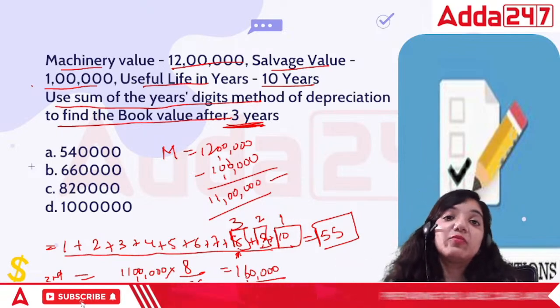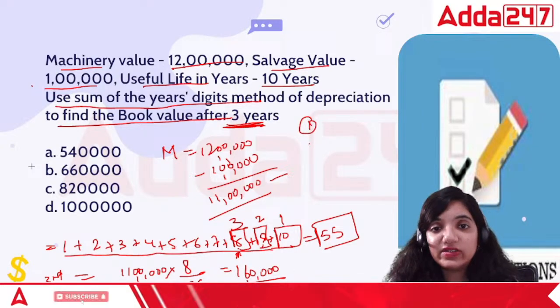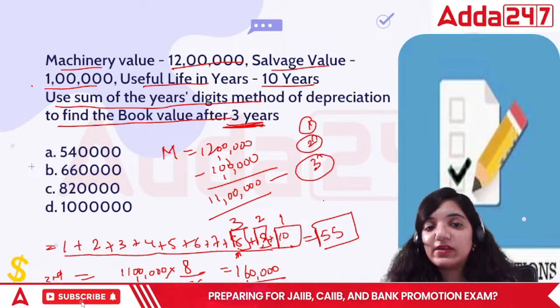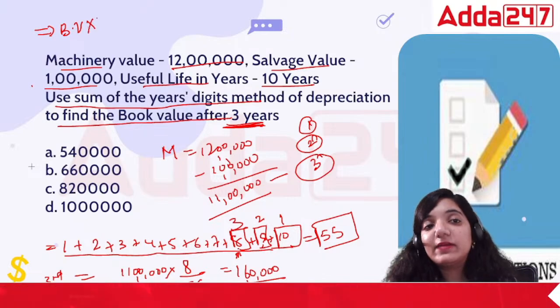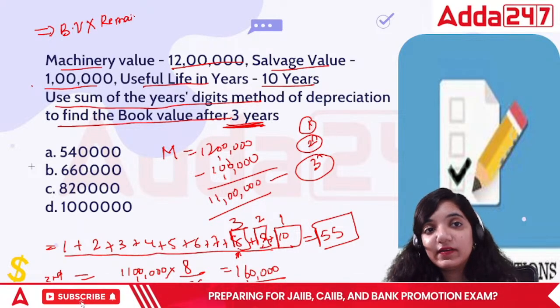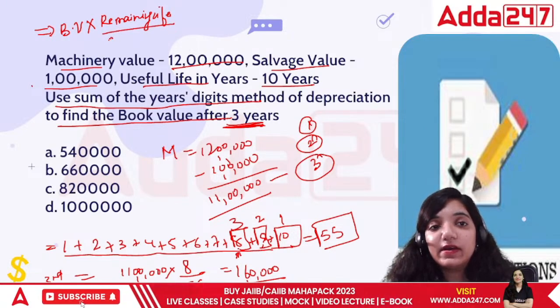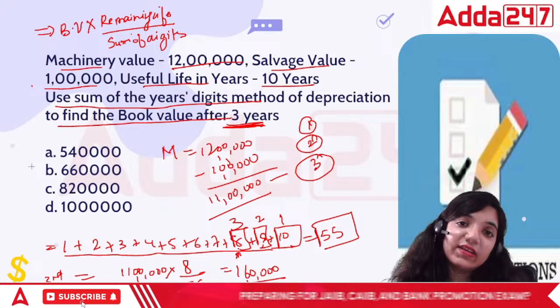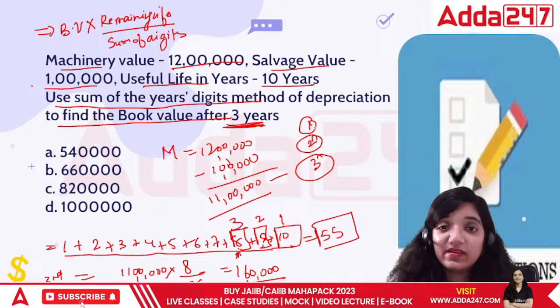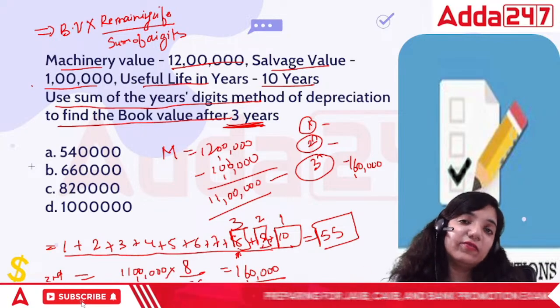But the point is, they are asking about book value. What is the value after the third year? That means there is a depreciation in the first year, there's a depreciation in the second year, and then we have depreciation in the third year. The formula for sum of digits method is, you take the depreciable value, multiply it by the remaining life, and divide it by sum of digits. Okay? So in this case, we will first calculate depreciation for all the 3 years, 1, 2, 3, total it, and deduct it from the total.